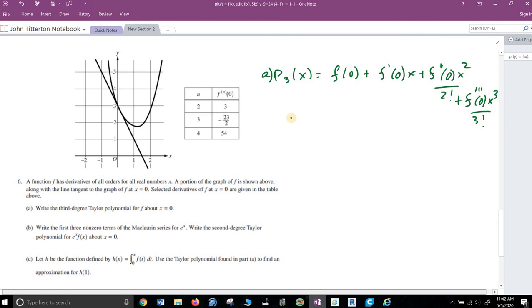Plug it in and do the canceling. Equals 3 minus 2x plus 3 halves x squared minus 23 over 12 x to the third.